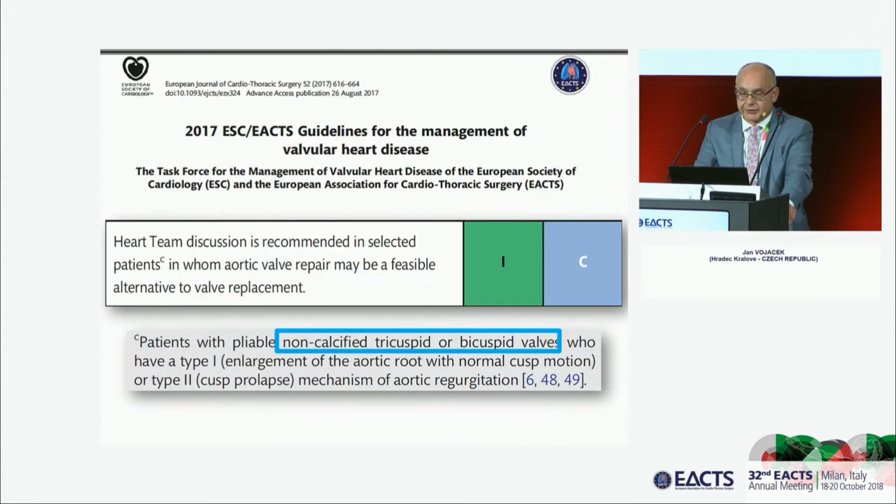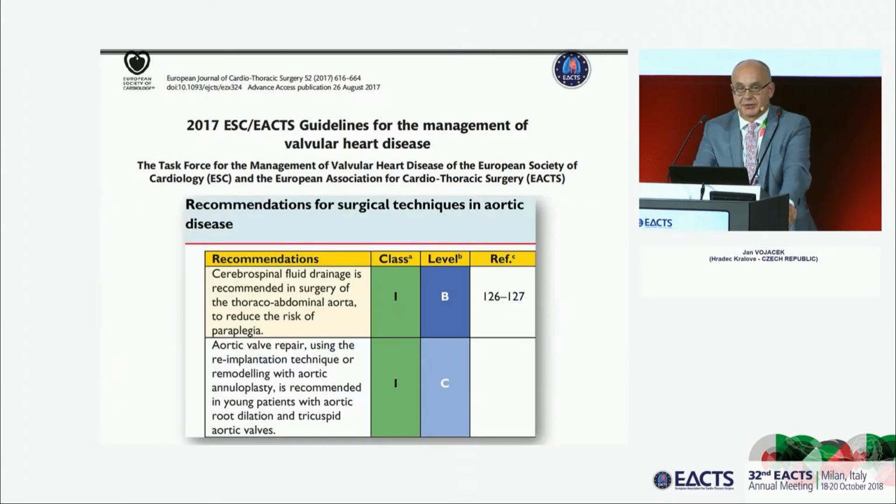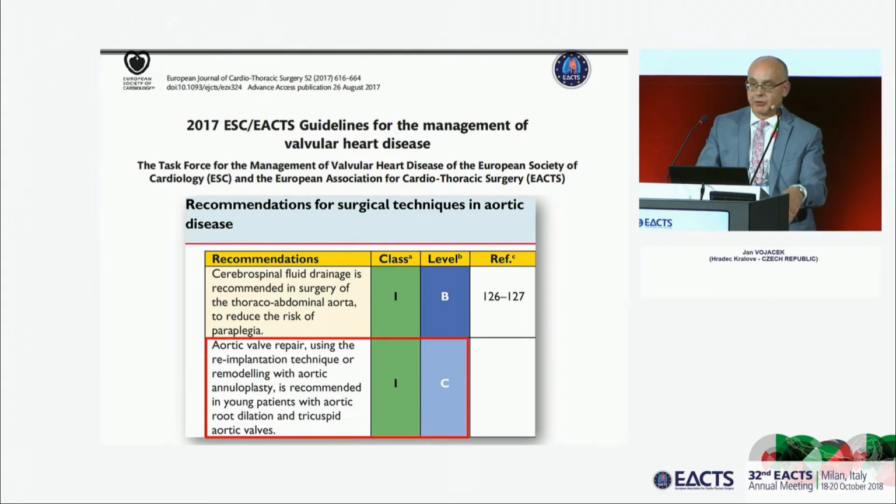because we have strong support from current European guidelines in class 1, as you can see, for non-calcified tricuspid or bicuspid aortic valve with either type 1 or type 2 mechanism of aortic insufficiency. And there is also a strong recommendation for both types of aortic valve sparing root replacement, either reimplantation or root remodeling, but also along with a precise extra-aortic or some kind of annuloplasty.